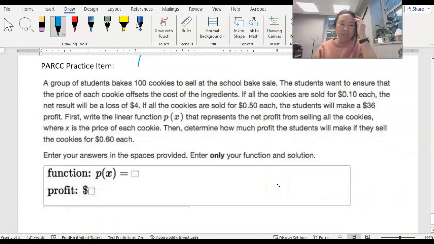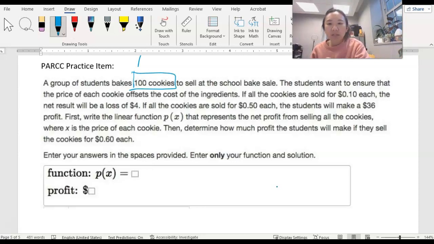All right, this last one is a practice item, practicing writing functions, where we have a group of students who are baking 100 cookies. The students want to ensure that the price of each cookie offsets the cost of the ingredients. If the cookies are sold for 10 cents each, the net result will be a loss of $4. If all the cookies are sold for 50 cents each, the students will make a $36 profit. First, write the linear function p of x that represents the net profit from selling all the cookies, where x is the price of each cookie. Then determine how much profit the students will make if they sell the cookies for 60 cents each.